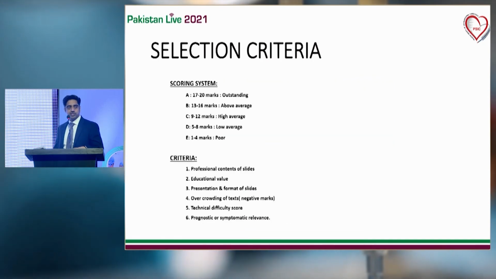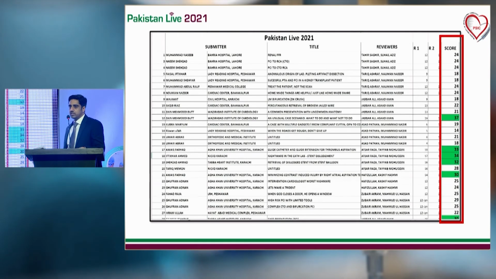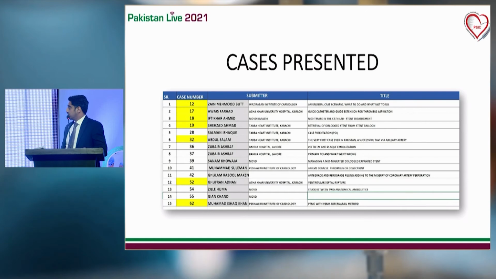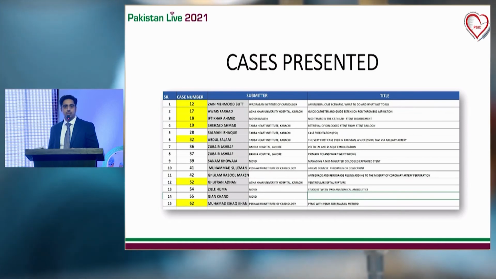This was the selection criteria that was forwarded to reviewers, how they are going to mark the cases and on what basis. Then we received all this data, and the individual scores from the reviewers were added up, that you can see in the last column. And those with the highest scores, the top 15 were selected according to the program of the conference. We could accommodate 15 cases in the conference. So the top 15 were selected to be presented here, and they have been presented in the conference.